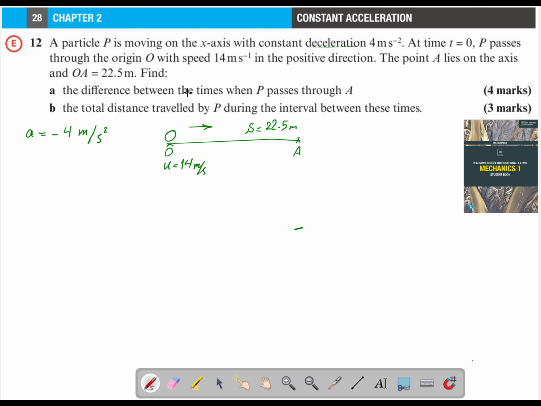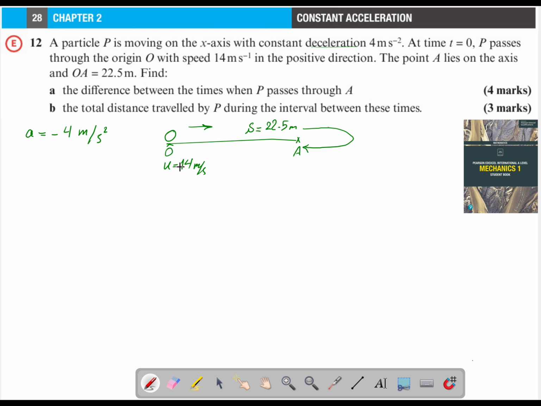Find the difference between the times when P passes through A. It means that P goes toward A, passes it, and turns back again toward A. We are going to find the interval time between this point and again turning back to the same point. So this duration is important for us. Let's solve it.